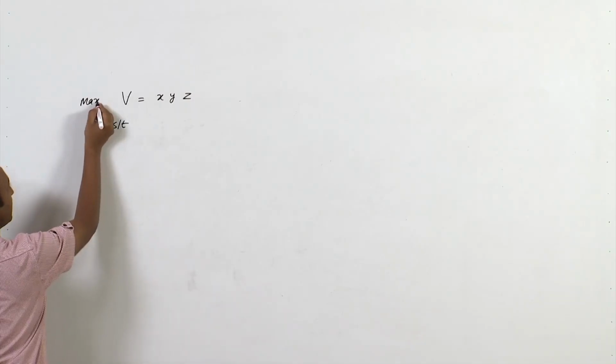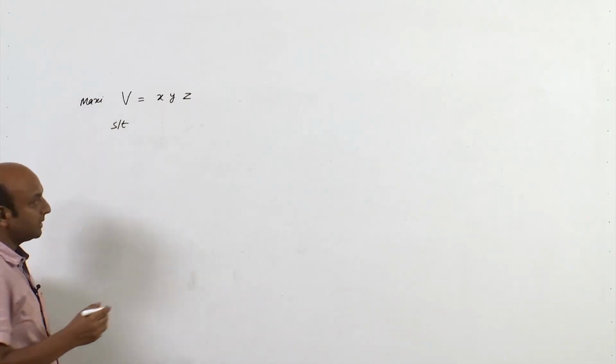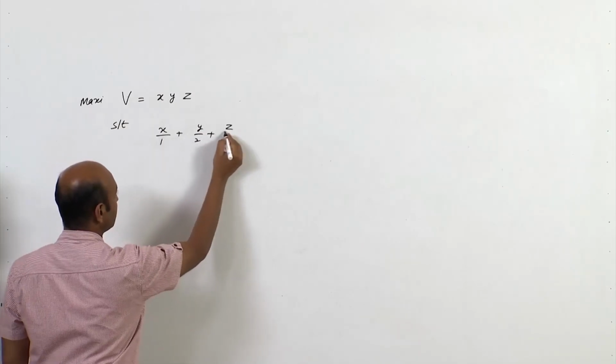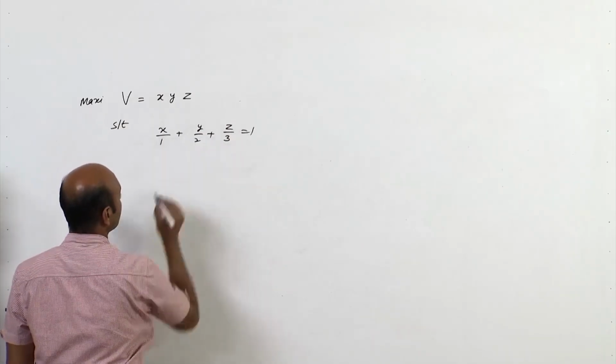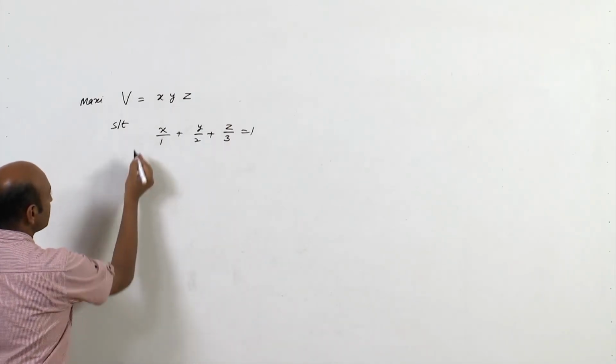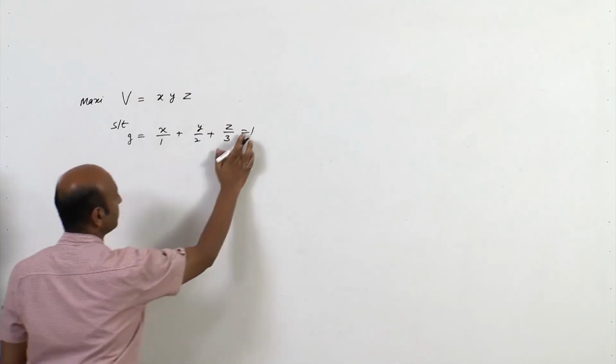The condition is basically x/1 + y/2 + z/3 = 1. Subject to this condition, we have to maximize this value. So, again we will take, let us suppose this is g.